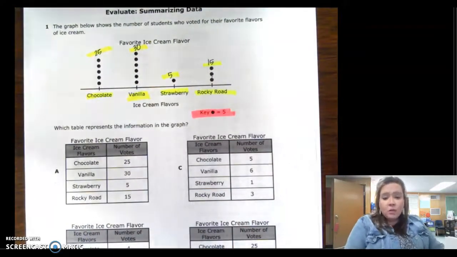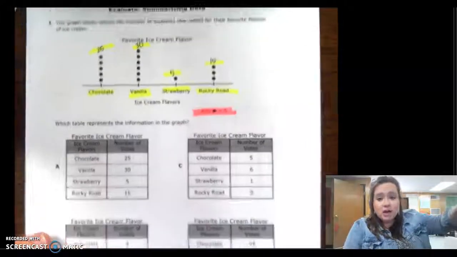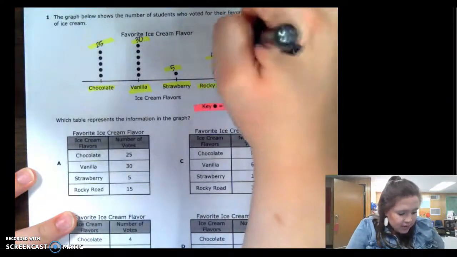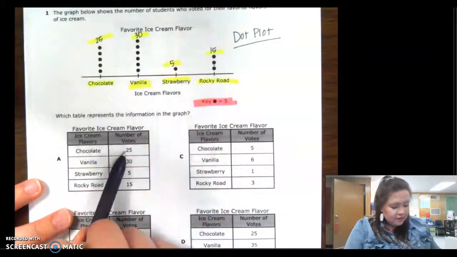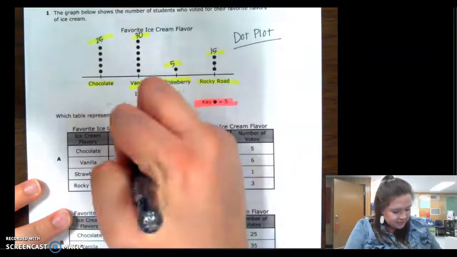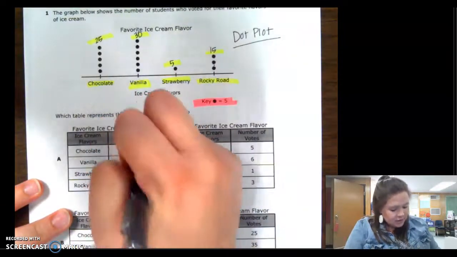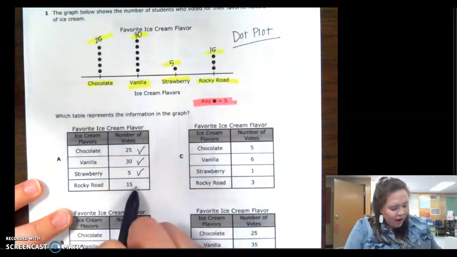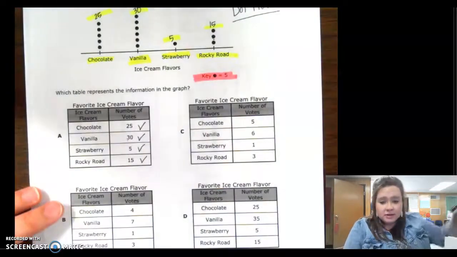So now I want to match the table to my dot plot. Sorry, this is a dot plot. So chocolate is 25. That matches. Vanilla is 30. That matches. Strawberry is 5. That matches. Rocky Road is 15. That matches. Let's just keep checking our answers.